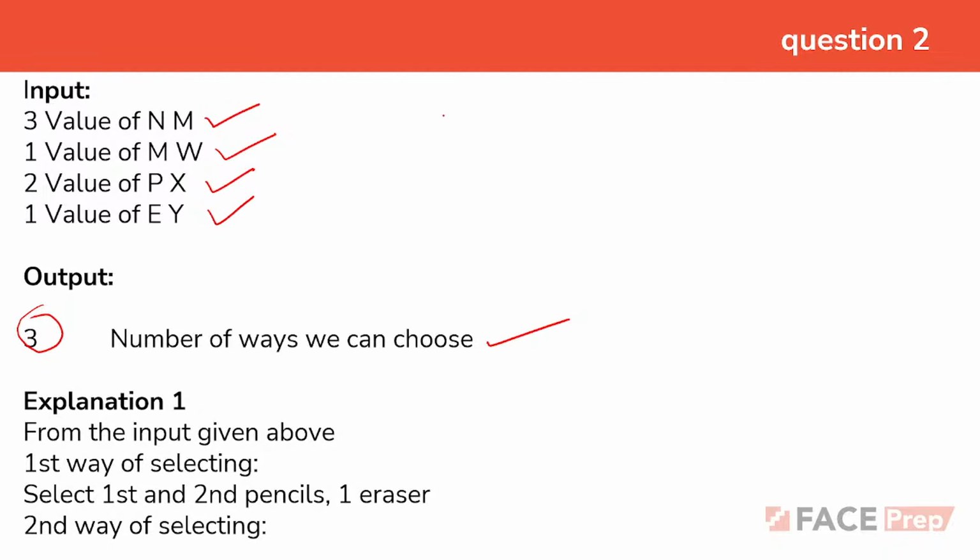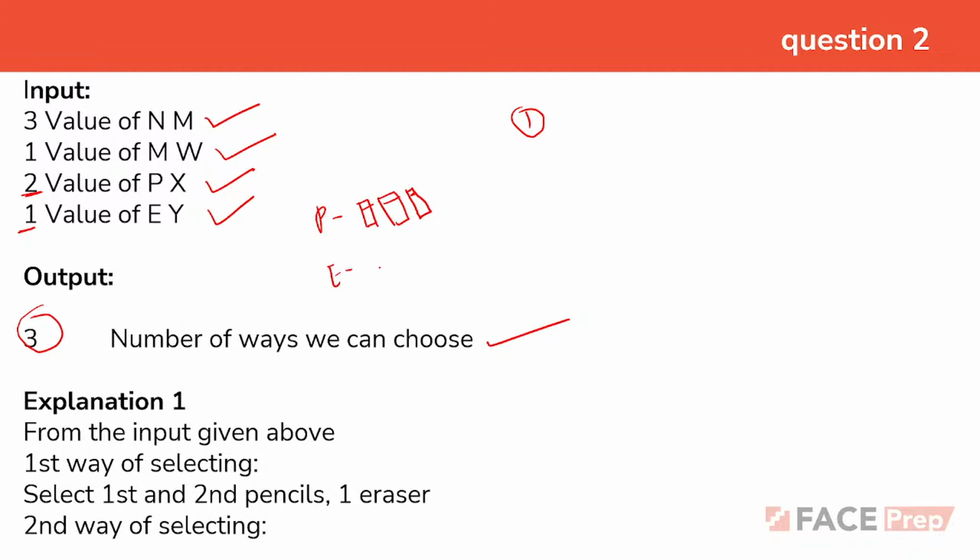Let's draw it over here. What is the first way? You can choose a maximum of 2 pencils and 1 eraser, right? So we'll draw how many pencils we have. How many pencils do we have? 3, right? 3 pencils we have in the shop. And how many erasers do we have?